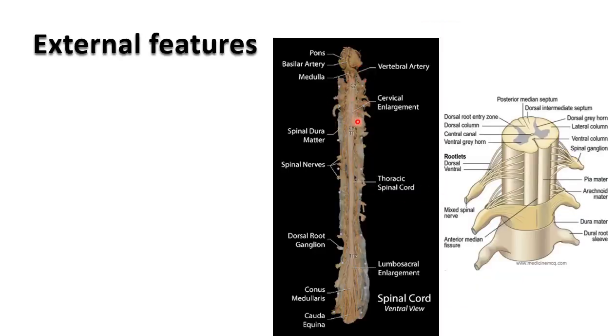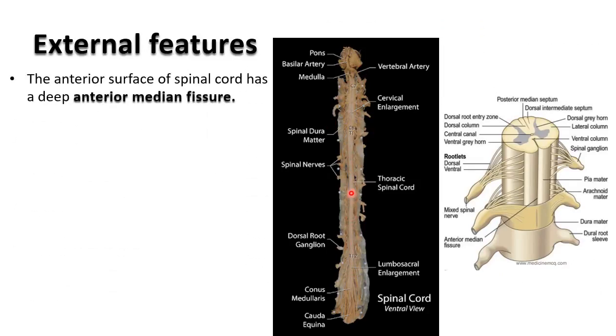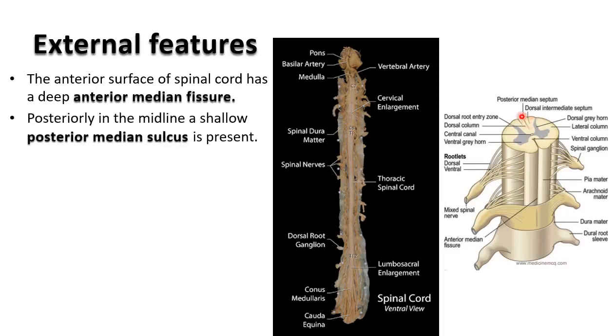Now, coming to the external features, this is the actual specimen of the spinal cord with the meninges, where the dura mater is cut and reflected. In the midline, you will be able to see a deep fissure, which is called the anterior median fissure, in the anterior midline. In the same way, posteriorly also in the midline, you see not actually a fissure but something more shallow, not as deep as this fissure, and that is called the posterior median sulcus or septum. Sulcus is not very deep, whereas the fissure is very deep.